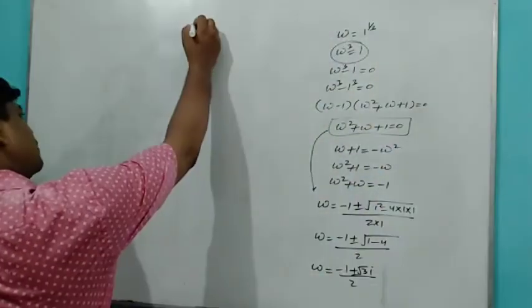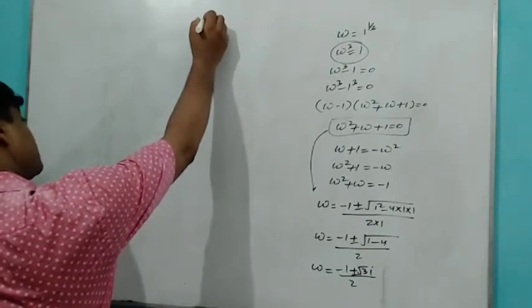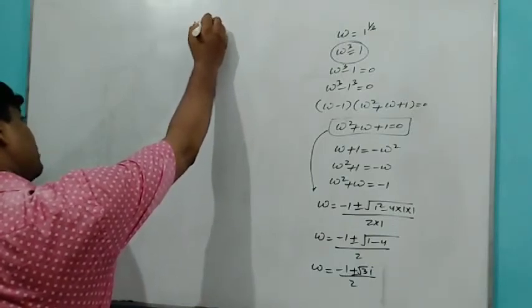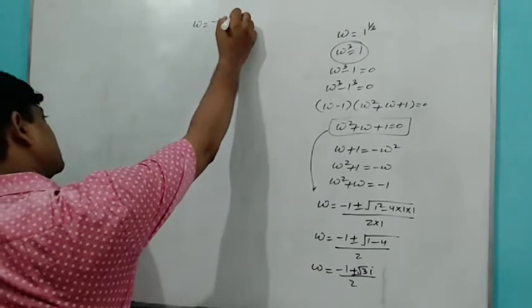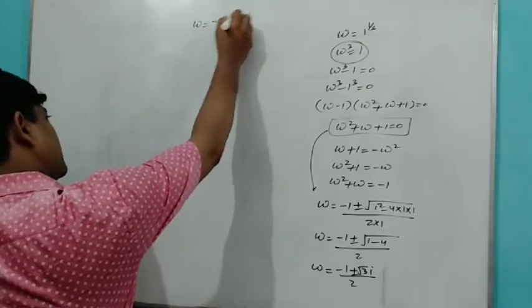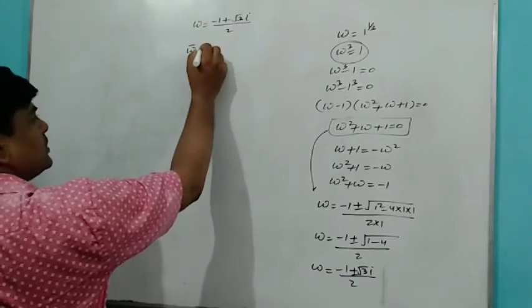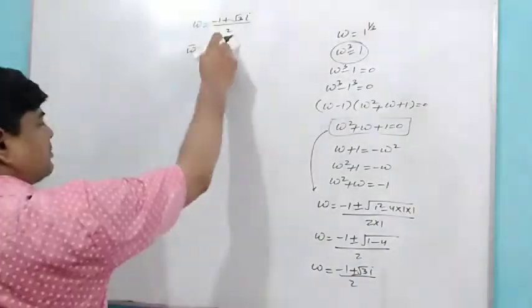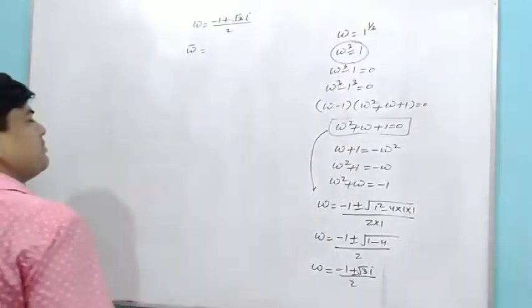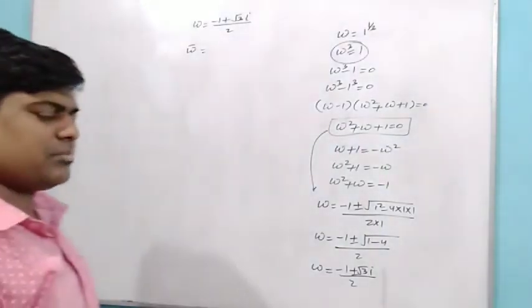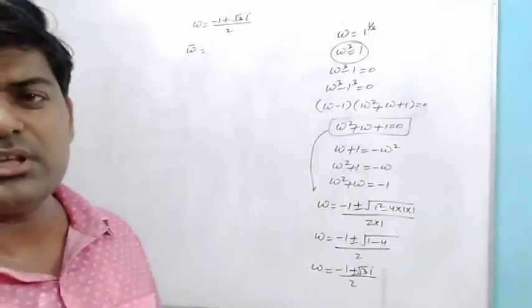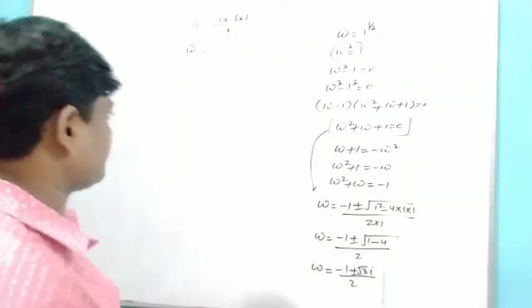But at the same time you can see, if I am writing omega is equal to minus 1 plus root 3i upon 2, so what would be omega bar? Definitely the conjugate of this one, and when we simplify, I will get minus 1 minus root 3i upon 2. That is the first thing.